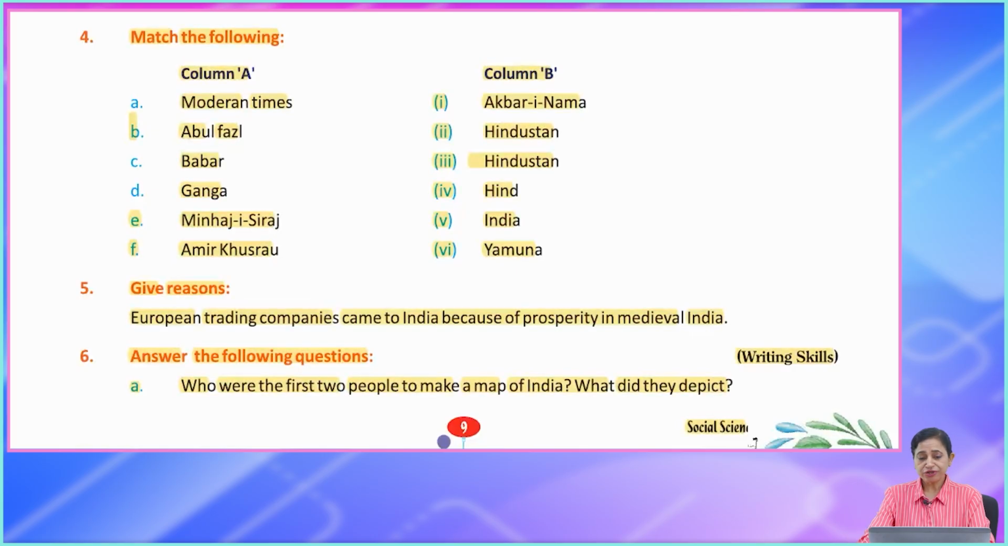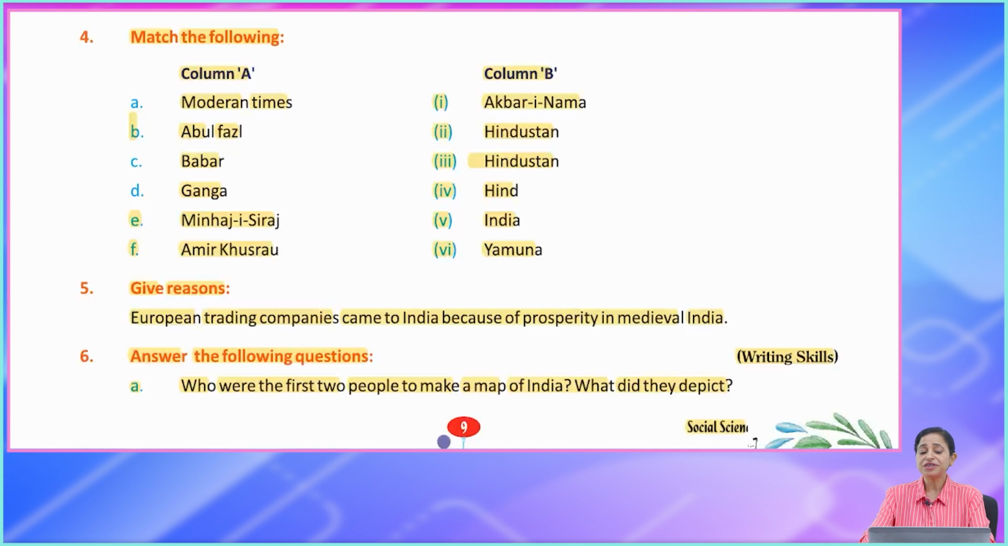Question number 4, match the following. What you have to do, you have to match the column A with column B. So the number 1, modern times. The modern times goes by India, and Abul Fazl, this will go by Akbar-e-Nama, and Babar, the third one goes by Hindustan, and the Ganga goes by Yamuna, and Minhaj-e-Siraj, this will go by Hindustan, and Amir Khusro, this will go by Hind. Right?